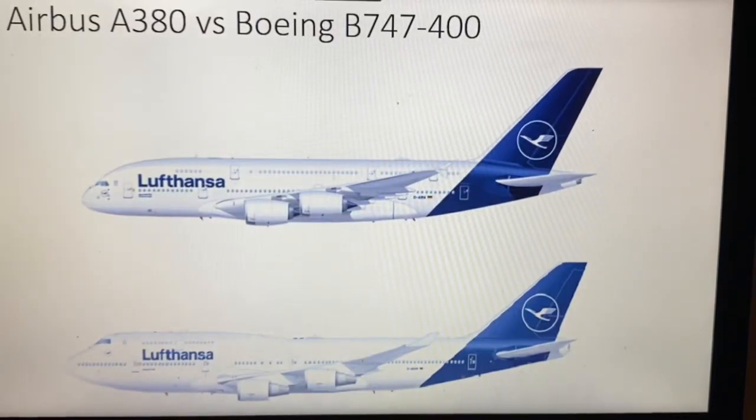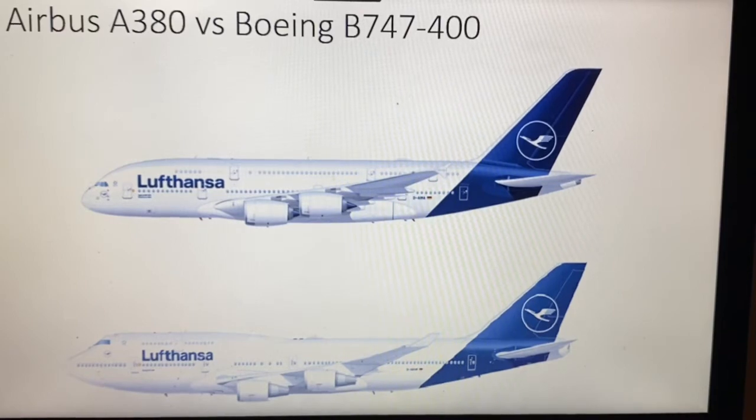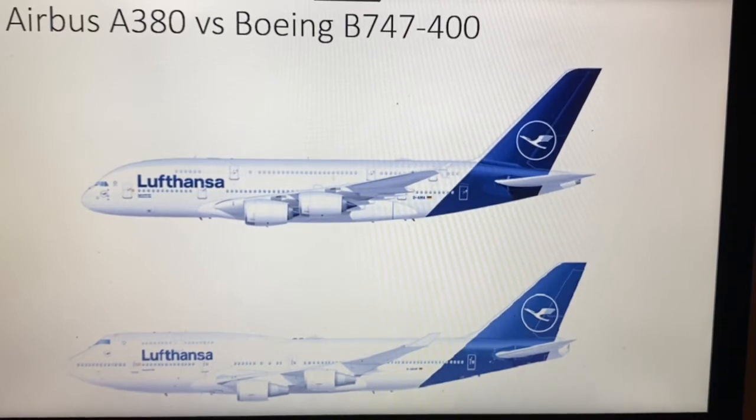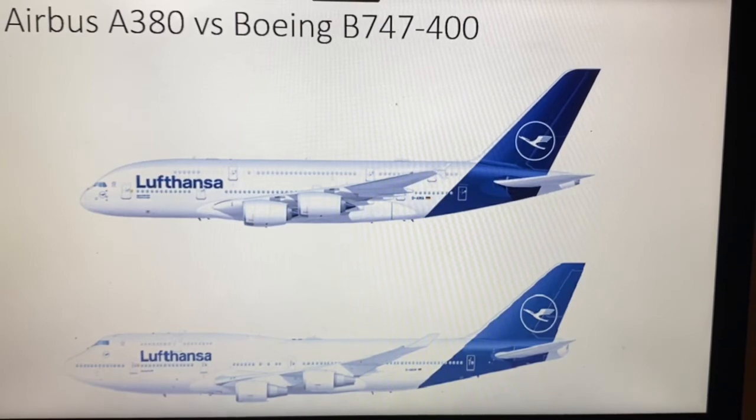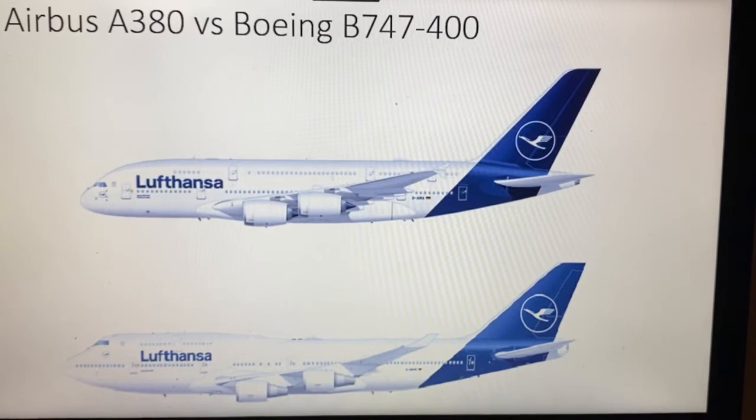The next one to look out for, and it's very obvious, is pretty much the large jets: the Boeing 747-400s, also called the Queen of the Skies. It's been around since the 70s and has been the epitome of luxurious travel. And the Airbus A380, which came out in the late 2000s. Both of them are double-decker planes, so how do you see the difference between them?